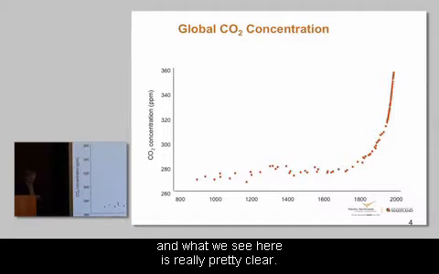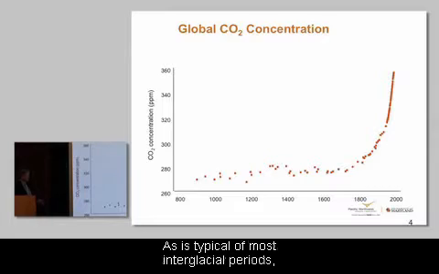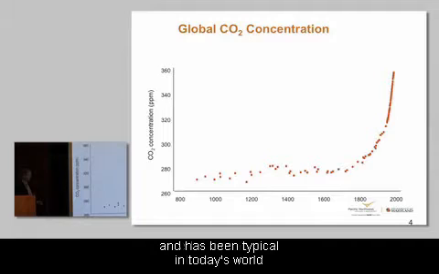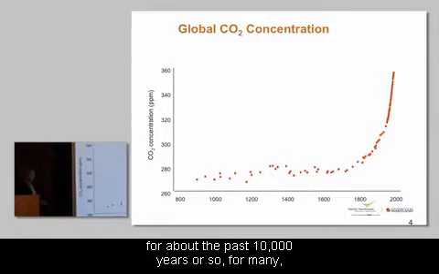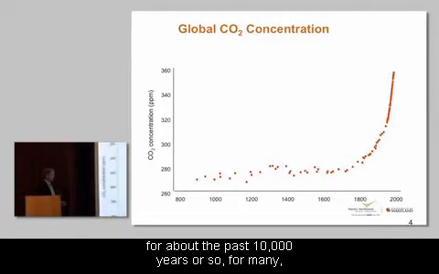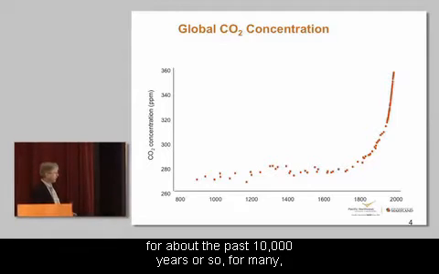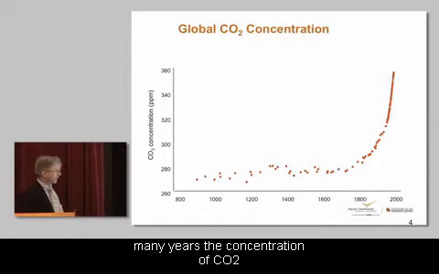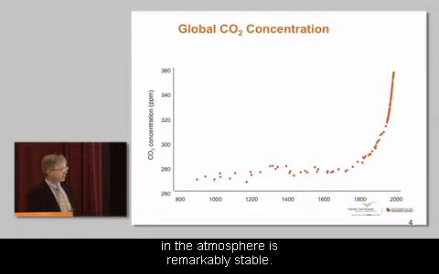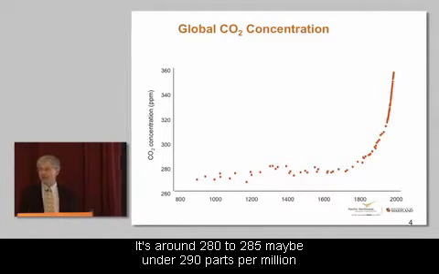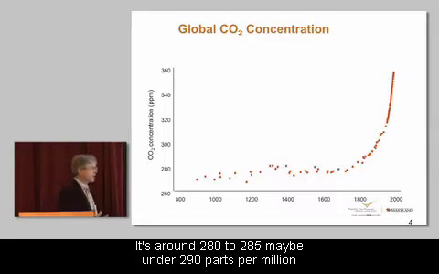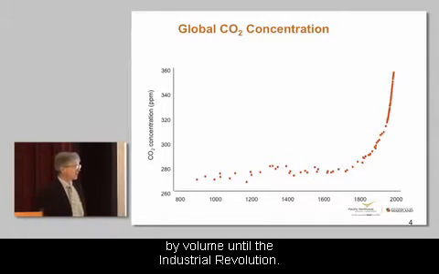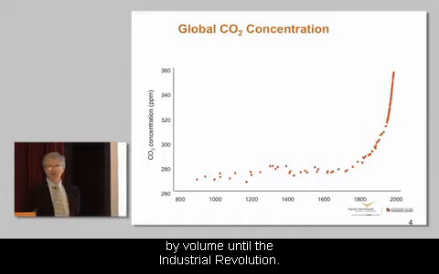And what we see here is really pretty clear. As is typical of most interglacial periods, and has been typical in today's world for about the past 10,000 years or so, for many, many years, the concentration of CO2 in the atmosphere is remarkably stable. It's around 280 to 285, maybe up to 290 parts per million by volume, until the Industrial Revolution.